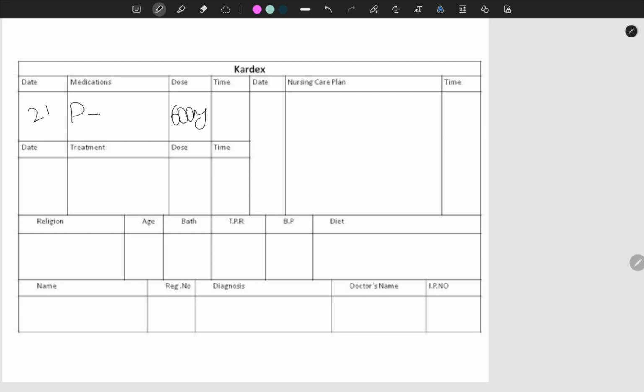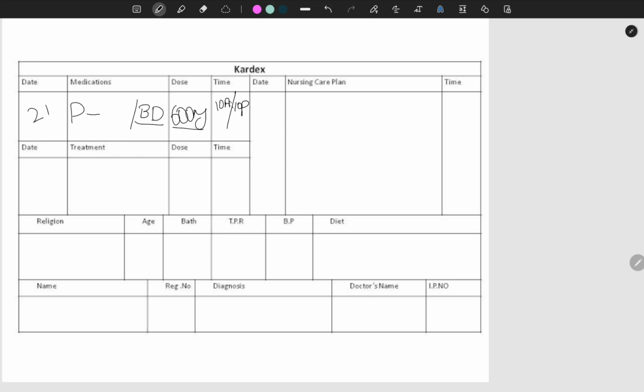So you have to write the drug name here and also the frequency of the drug. Paracetamol, BD means twice in a day. The dose is 600 mg, and time, for example 10 am and 10 pm. So this is the medications column: date, medication, dosage and time.